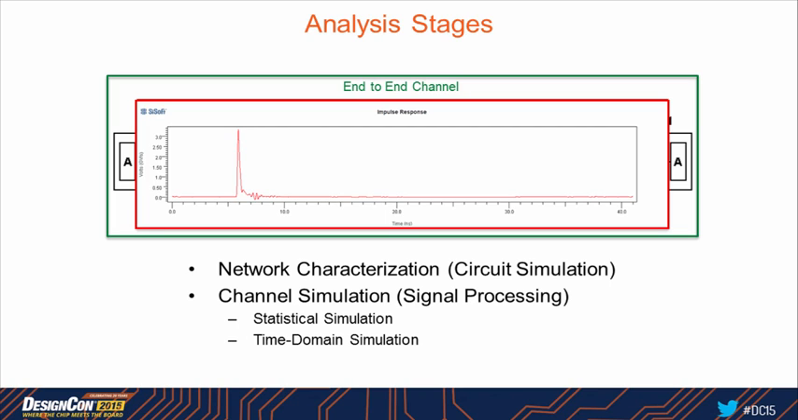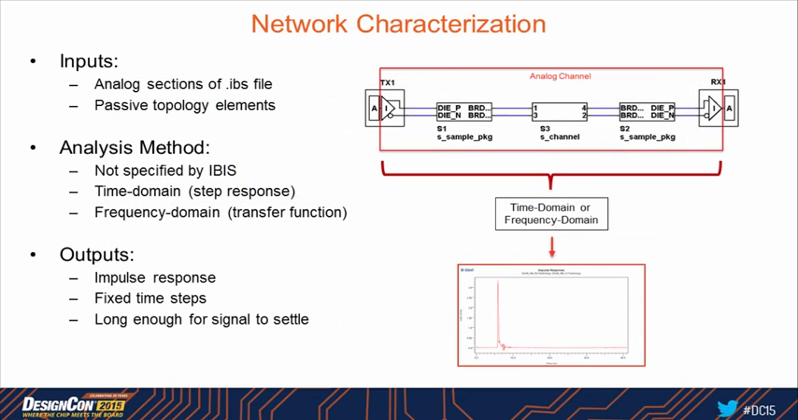And at that point, we're either running a statistical or a time domain simulation to find out what the behavior of the end-to-end network is. But the point that we want to make here is that network characterization or circuit simulation is used to derive an impulse response for the analog network, and then that impulse response is what is input to the channel simulation process.